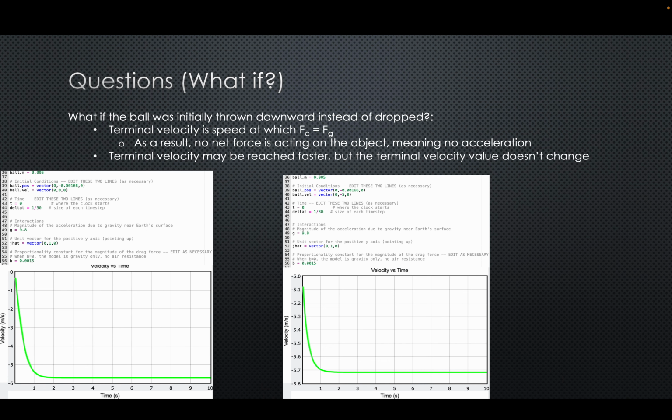And here we also ask what if the ball was initially thrown downward. Because the terminal velocity is a constant when the drag force equals the force of gravity, there is no change due to throwing it originally. As you can see here, they level off at around 5.7, 5.8 meters per second downward, meaning that the initial velocity had no impact. It would just mean that it would reach the terminal velocity faster.